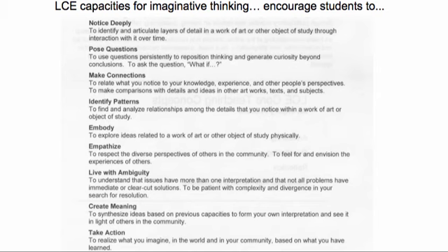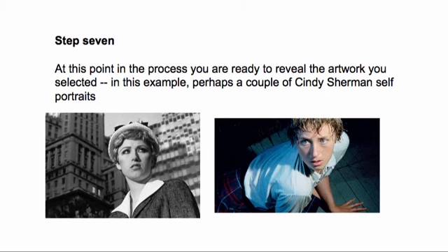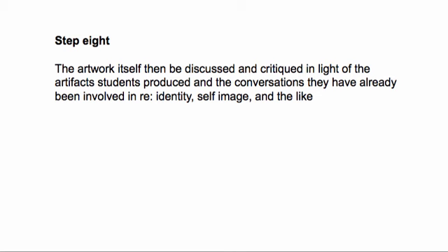But anyway, to go back to step 6, that's basically you talking about and critiquing any work products that students generate. In step 7, you're finally revealing the artwork. So at this point in the process, if I was going to use Cindy Sherman self-portraits, I would reveal those, and in this case I would have to reveal more than one, just to show the ways that she's playing with multiplicity and personas and identity and those types of things through her work. So you'd reveal that artwork, and then you could go back to that same list of questions to critique the actual artwork.